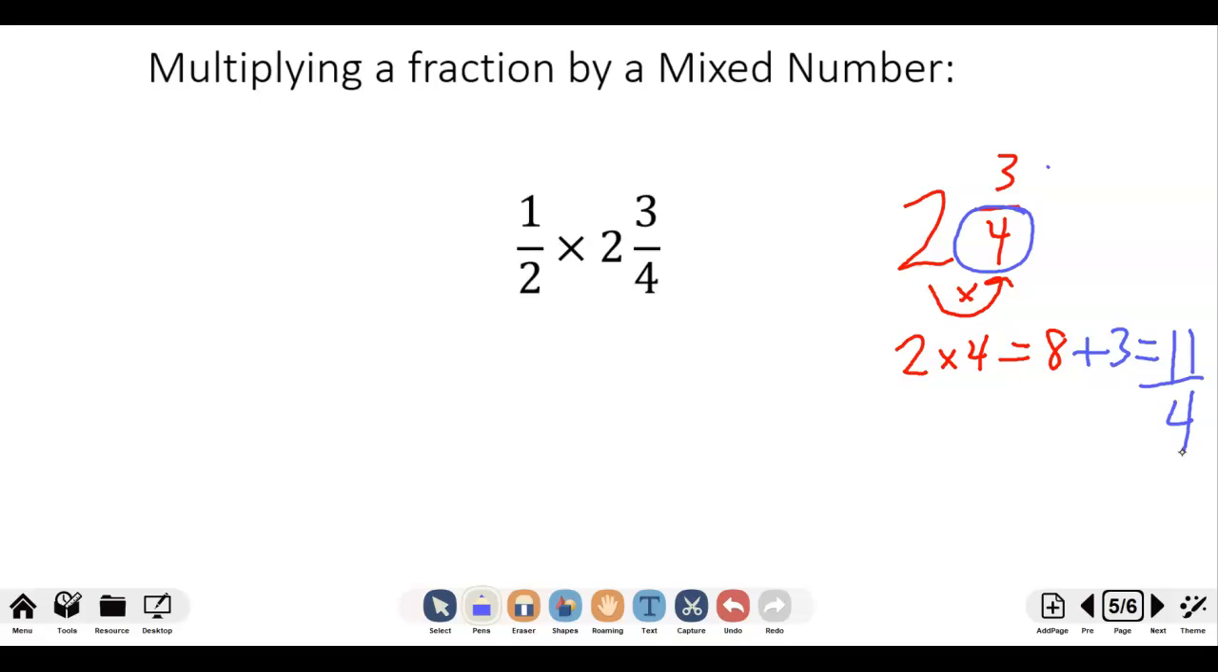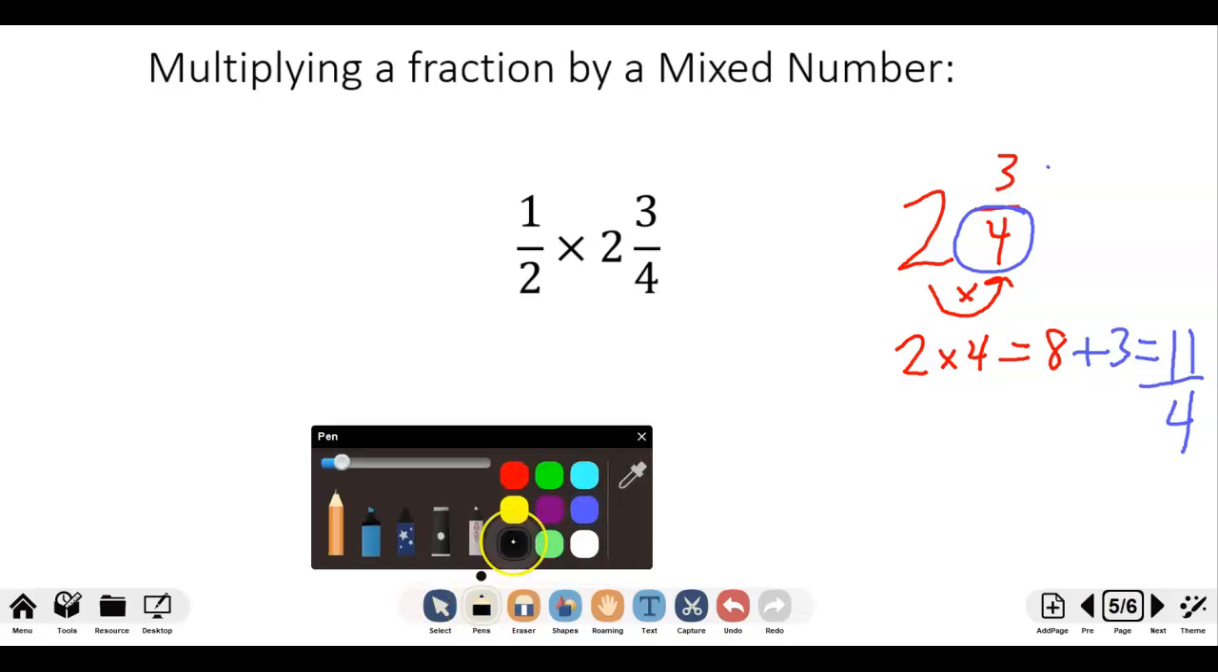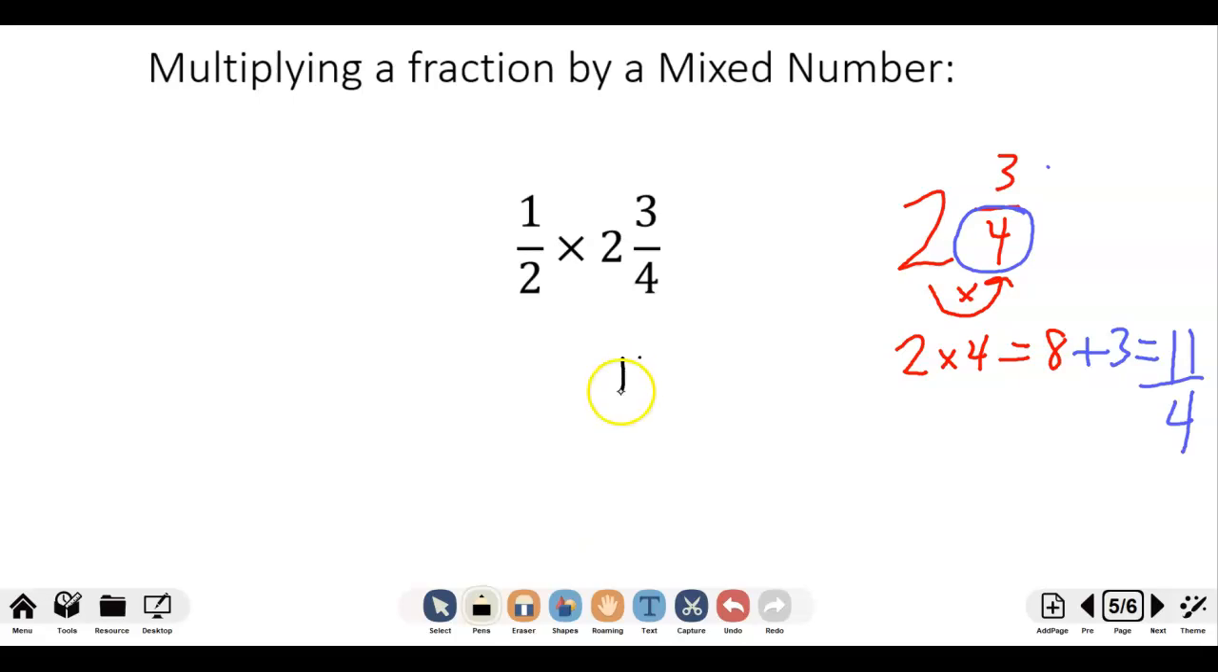Now instead of saying 2 whole pizzas with 3/4 of a pizza left over, we're saying if all those whole pizzas were sliced, we'd have 11 slices. All right, so rewrite the problem then. Instead of 2 3/4, we're going to rewrite it using 11/4.